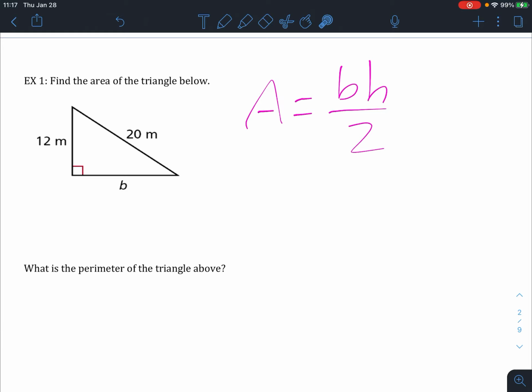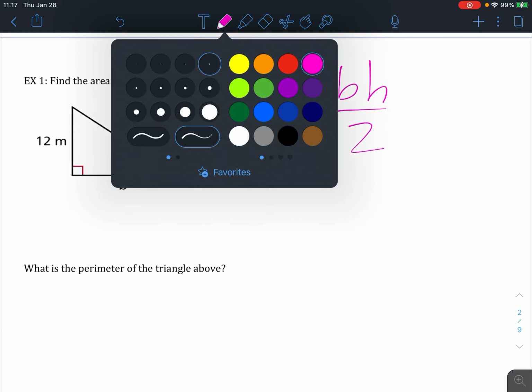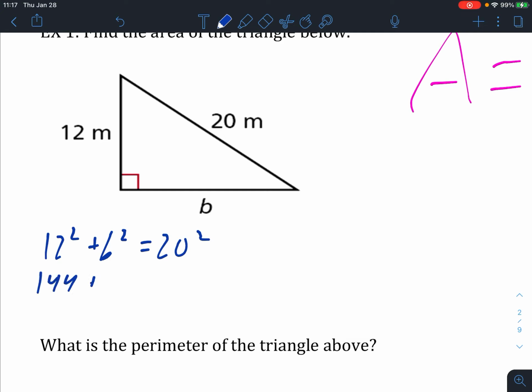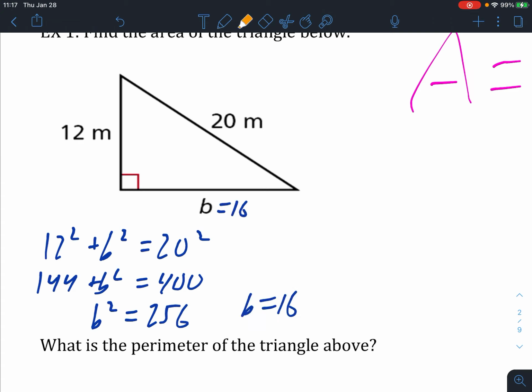Unfortunately, we don't know b. But that's where we just talked about the Pythagorean theorem comes into play. So we can do 12 squared plus b squared equals 20 squared. Doing a little bit of solving on that equation. And taking the square root, we would get b is equal to 16. So these two sides are the sides that are perpendicular. Therefore, those are our base and our height.